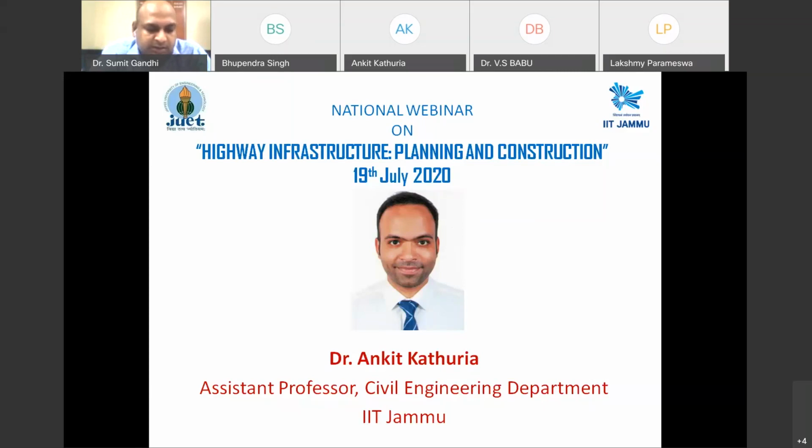Dr. Kathuria is presently guiding 2 PhD theses in the area of naturalistic driving behavior and powered two-wheeler safety. Recently, he has started working in the area of road maintenance and rehabilitation, and is also a convener of the task force committee formed by IIT Jammu to solve the road construction and landslide problem in the Ramban Banihal section of NHAI, Jammu and Kashmir section. So I welcome Dr. Ankit Kathuria to benefit us with his presentation.